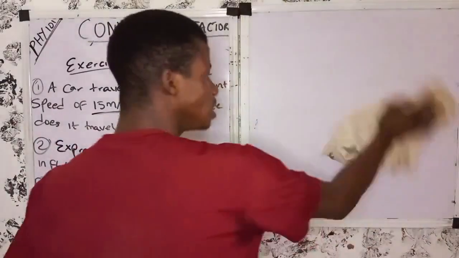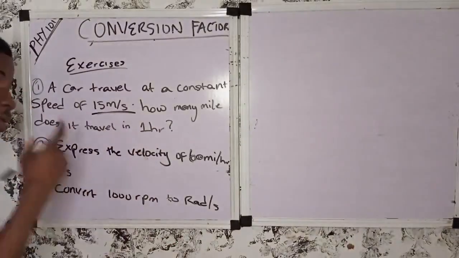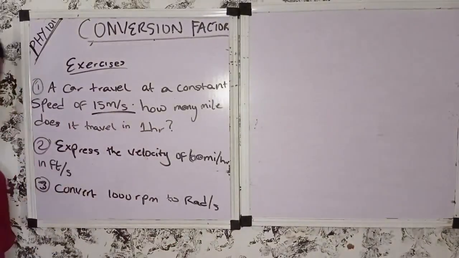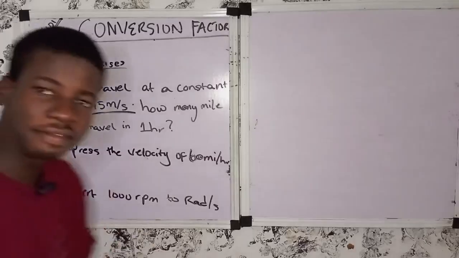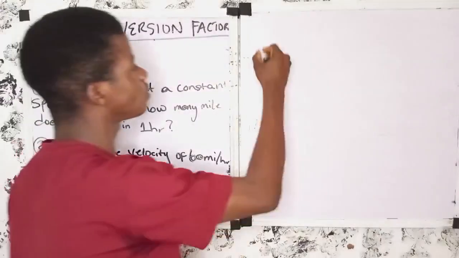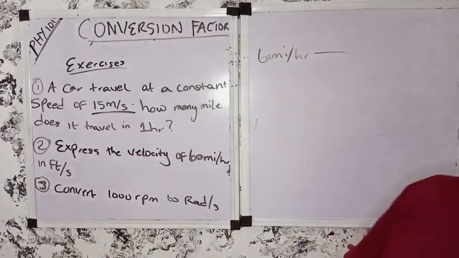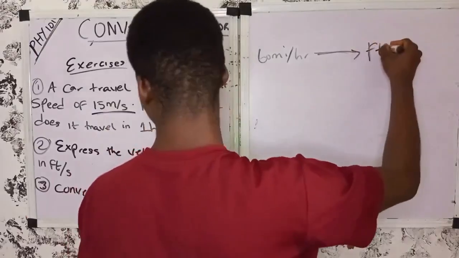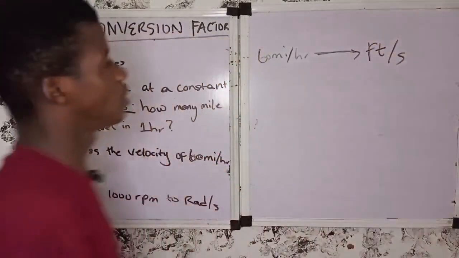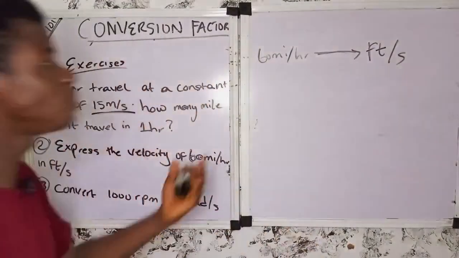Now, the next question, it's still the same thing. This one is a little more complicated, but it's easy. Express the value of 60 mile per hour in feet per second. They are telling us to convert from 60 mile per hour to foot per second, okay?